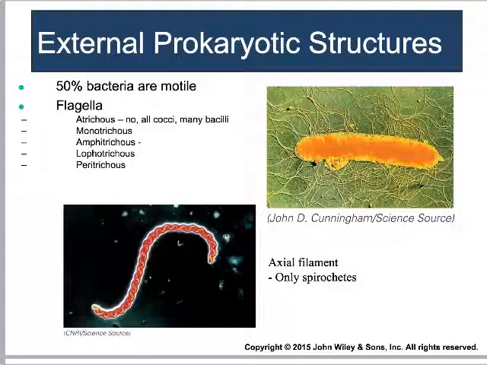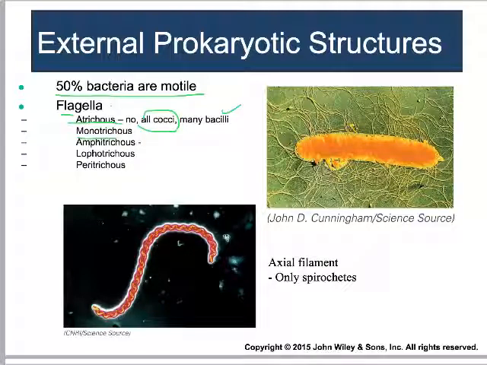Okay, so stuff that's on the outside of the cells, so external structures. 50% of bacteria can move, so we have to talk about flagella. If they don't have any flagella, they're atrichous, so that means they don't move. Trichous has to do with hair. All cocci don't move, okay? If you have a spherical organism, it shouldn't move. There are also bacilli, rods, that don't move.